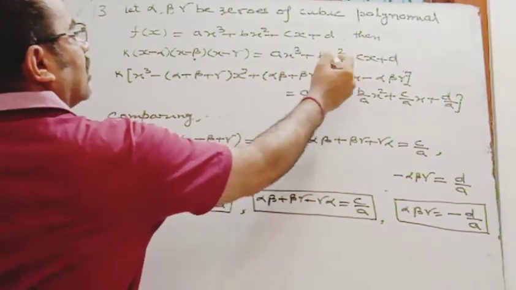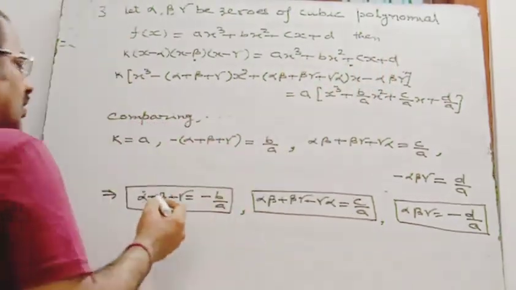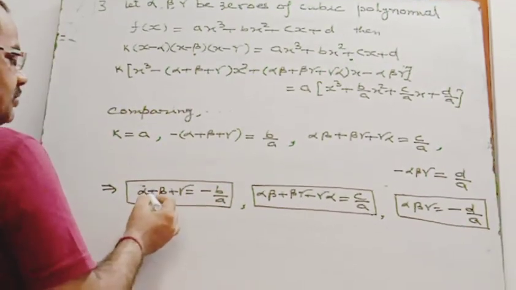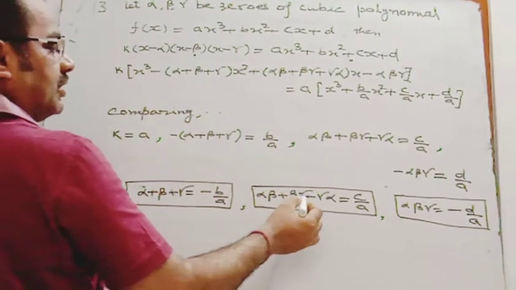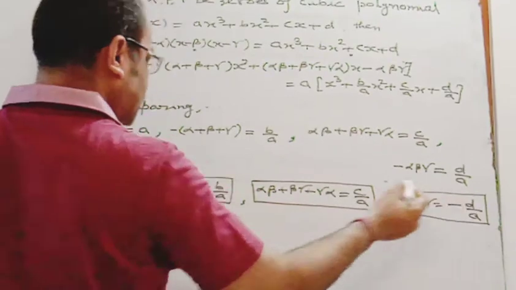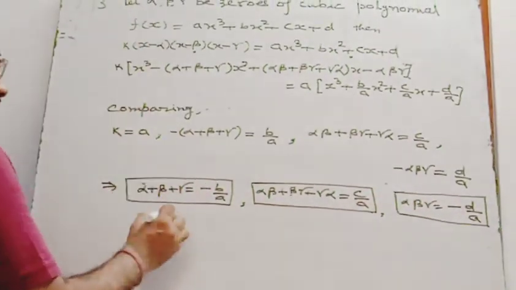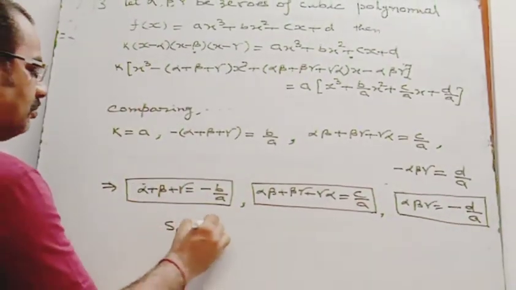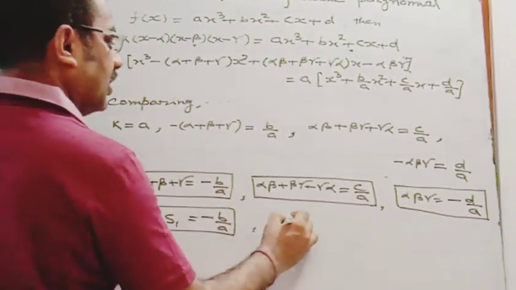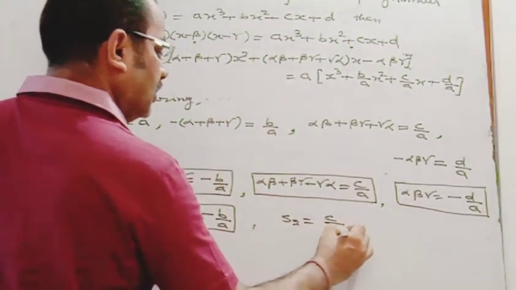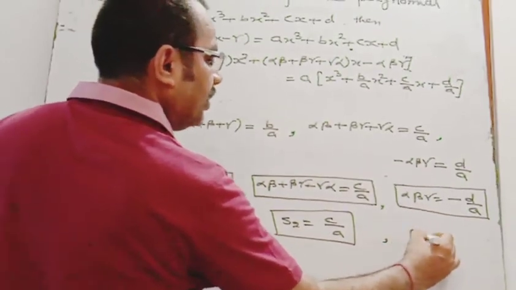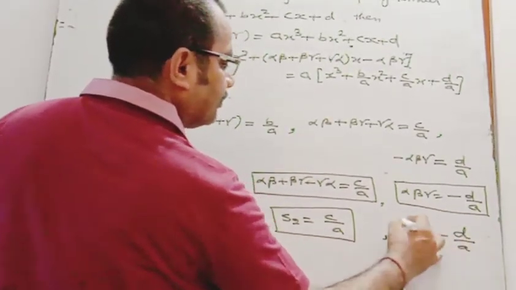Here a, b, c are coefficients and d is the constant. So sum of zeros is equal to -b/a. We get a relation between zeros and coefficients, another relation between zeros and coefficients, and a third relation between zeros and coefficients. In short, we denote it by S1 = -b/a, S2 = c/a, and product of zeros by P = -d/a.